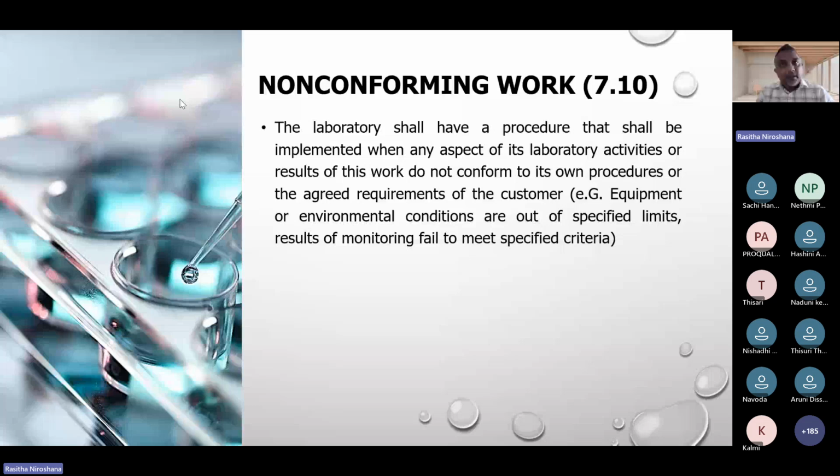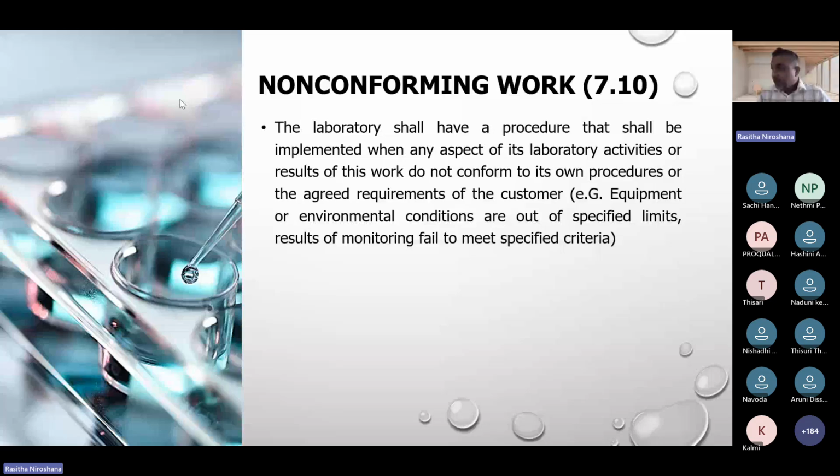Evaluation is made of the significance of the non-conforming work, including an impact analysis over previous results. A decision is taken on the acceptability of the non-conforming work. Where necessary, the customer is notified and work is recalled. The responsibility for authorizing the resumption of work is defined. The laboratory will retain records of non-conforming work and actions as specified. So you need to keep the records of all the non-conformity, right? It's not just verbal communication. This is very important.